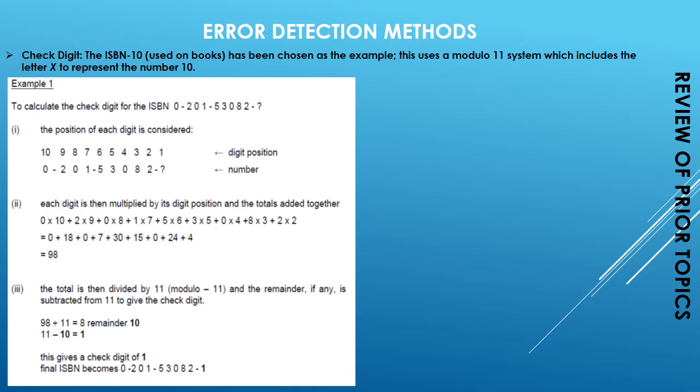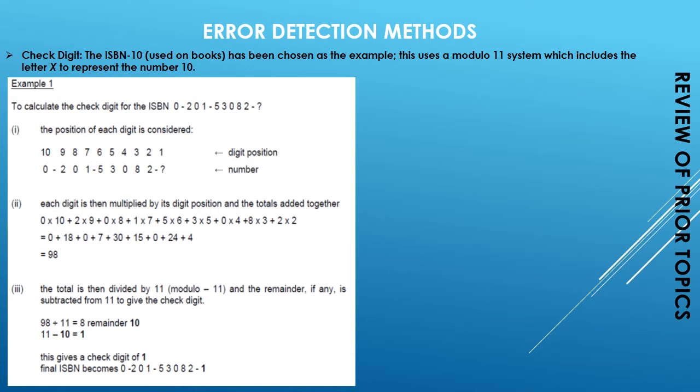Let me tell you one thing. You can put the digit position from right to left or from left to right. When in the exam you get some sort of question, an example will always be given. You need to comprehend that example, and then by following the steps given in that example, you will calculate the check digit. Anyway, now come to step 2. Each digit is then multiplied by its digit position and the totals added together. So in this way we get the total, which is 98.